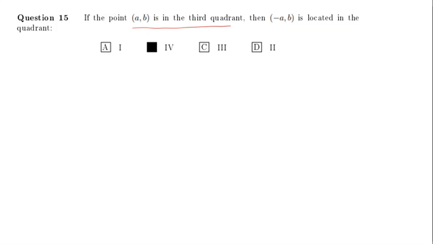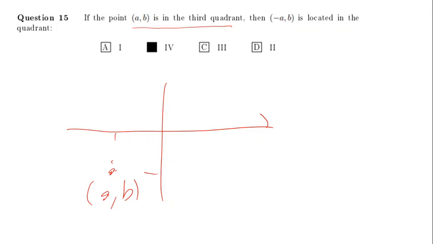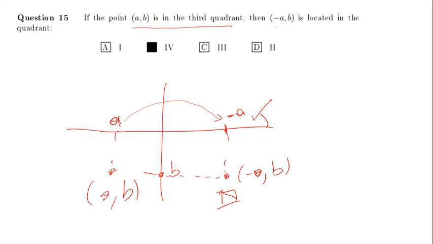Now, if AB is in the third quadrant, then minus A is where? If A is here, then minus A should be on the other side. So this is a negative number. Negative of a negative number is positive. It's very normal. Negative A is here now. And B, where is B? B is still here. So minus A, B should be in the fourth quadrant.